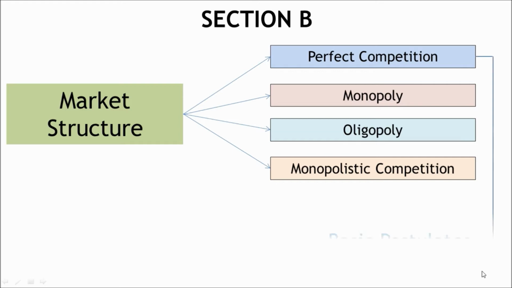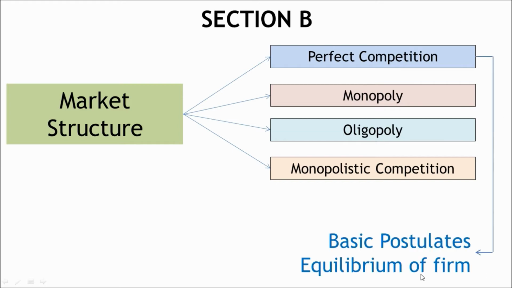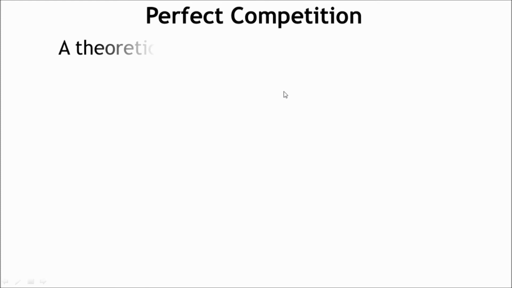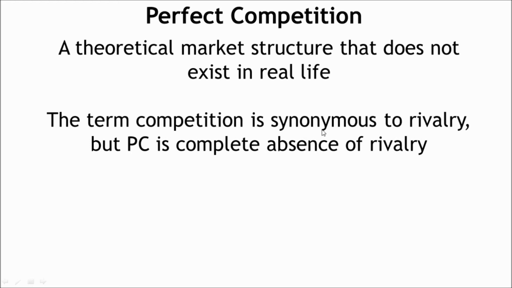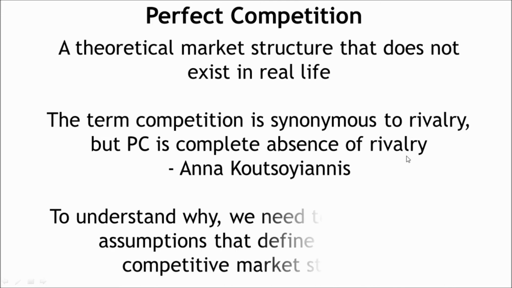In this section, we shall discuss perfectly competitive market structure and how firms reach equilibrium or maximize profit in such a market structure. Perfect competition is a theoretical market structure which doesn't exist in real life. In practice, businessmen use the word competition as synonymous with rivalry. But Anna Koutsoyannis, a Greek-born British microeconomist, defined perfect competition as complete absence of rivalry among the individual firms.